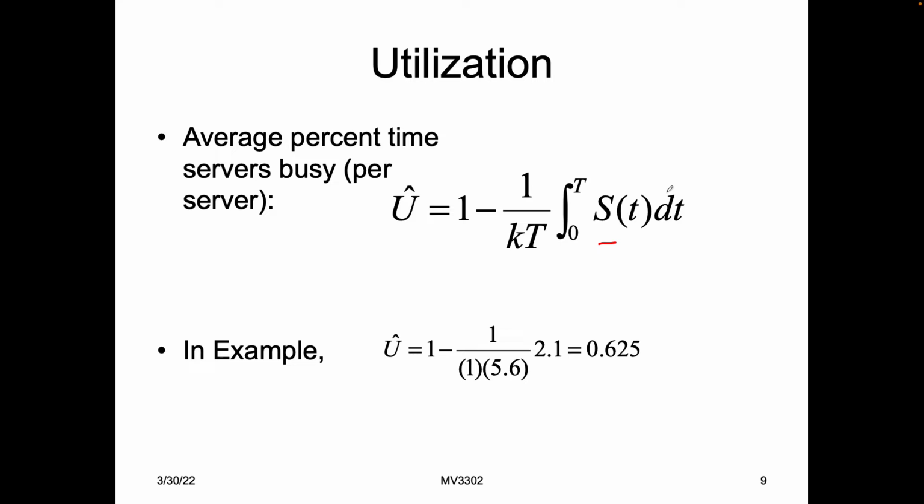Utilization is typically computed on a per server basis. In other words, if we have K servers, then unpacking this formula here, this is the area under the curve for the number of available servers. When we divide by T, that gives us the average number of available servers. When we divide that by K, that gives us the average number of available servers per server. And when we subtract that from 1, that gives us the average number of busy servers per server. And that's what utilization is defined as.